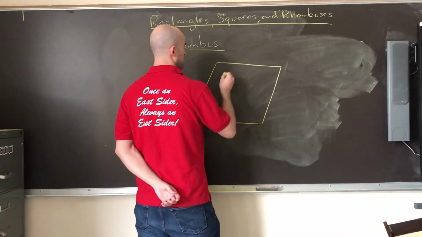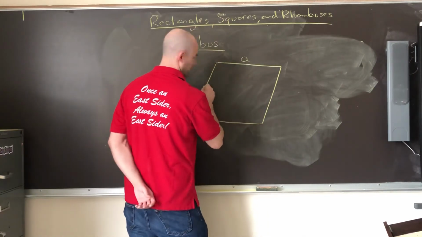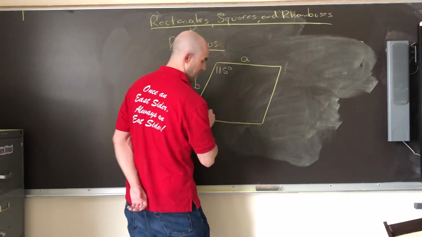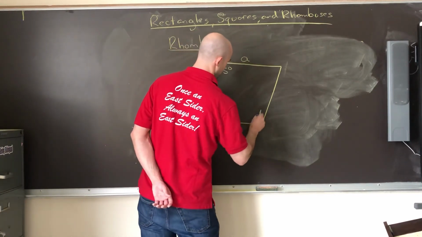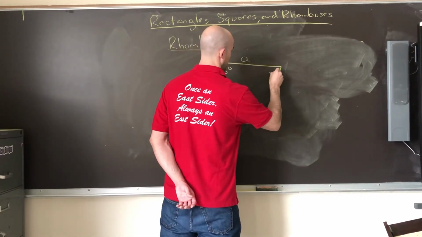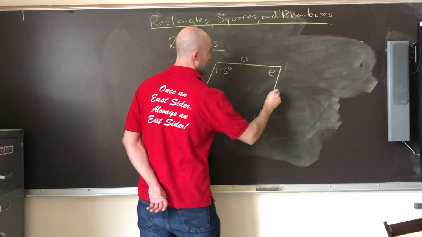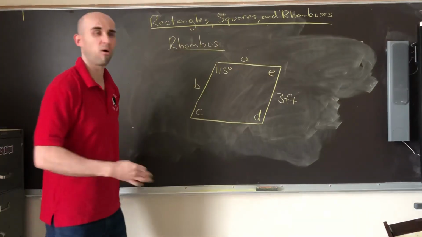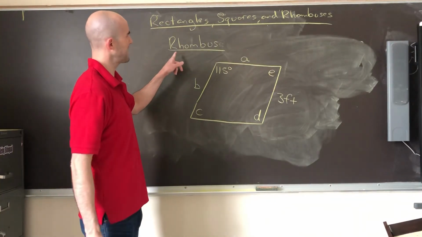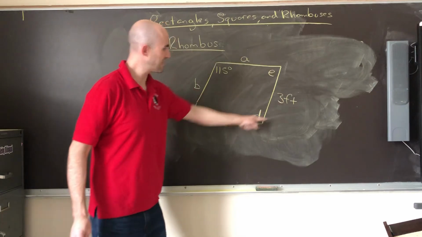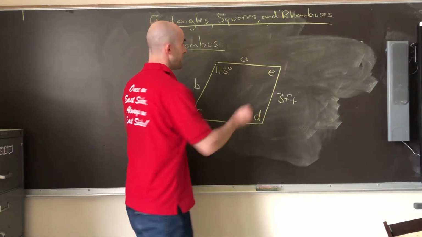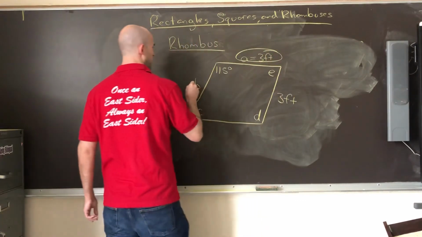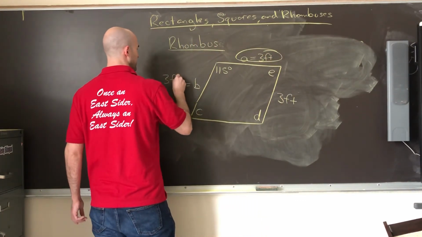So if this is a rhombus, I'm going to make that A, I'm going to make this one B, I'm going to make this angle 115 degrees, I'm going to make this C, D, and E, and then I'm going to make this side here 3 feet. Okay? And again, it's complicated, all that, but since it's a rhombus, start with the easy part. If it's a rhombus, all the sides are all the same. So if that's 3 feet, we know that A is going to be 3 feet, right? We know that B is equal to 3 feet.